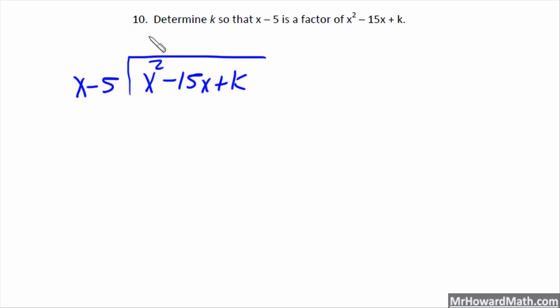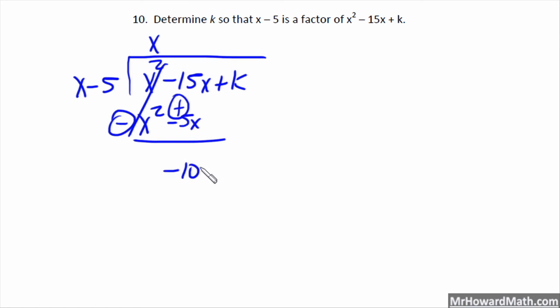So what times x gives me x squared? That would be x. X times x gives me this x squared right here. X times negative 5 gives me the subtract 5x here. We always subtract with long division. Those cancel. That's what we want. This would flip to a plus. Negative 15x plus 5x is negative 10x. Bring down the next term, which in this case is a k.